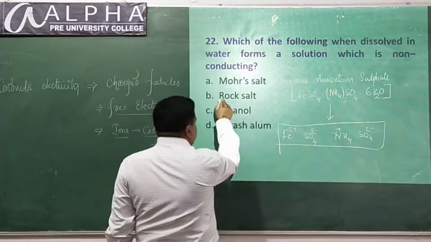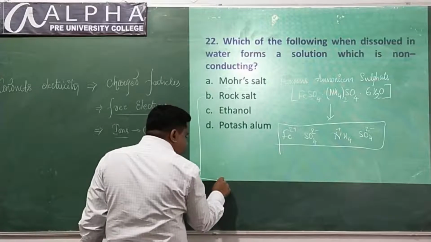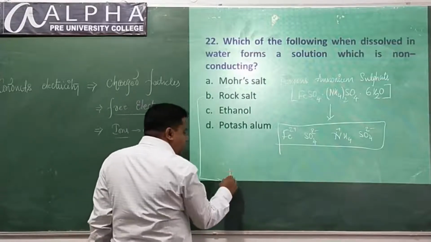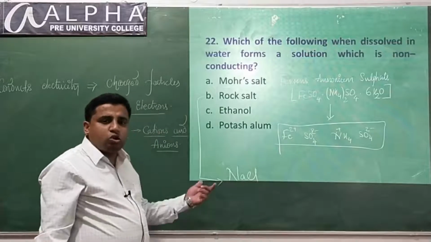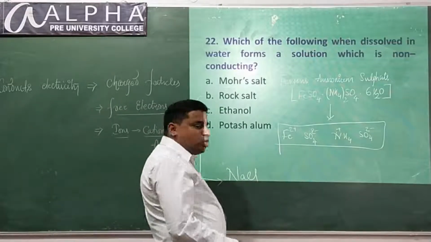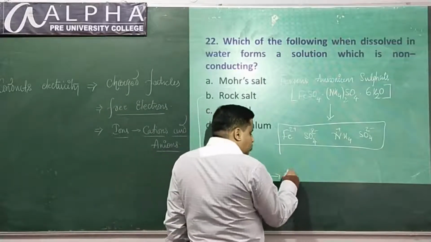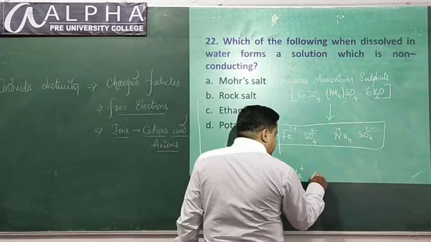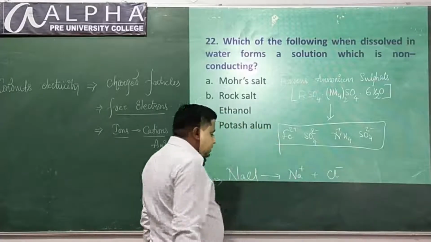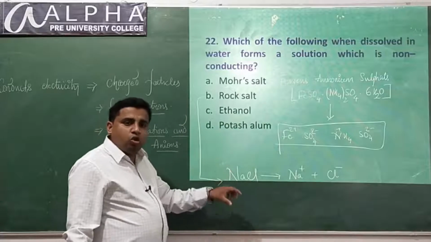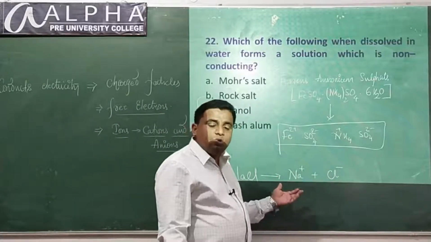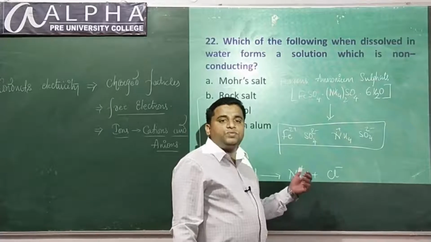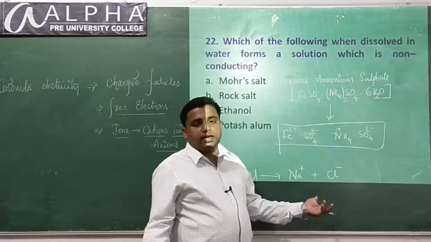Next, if I take rock salt. What is rock salt? Very simple. I hope you all know this. Sodium chloride is called rock salt. So what happens when rock salt is dissolved in water? It dissociates to give Na+ and Cl-. So there are charged particles. If there are charged particles, the solution is conducting.